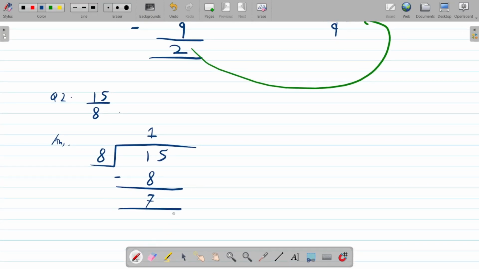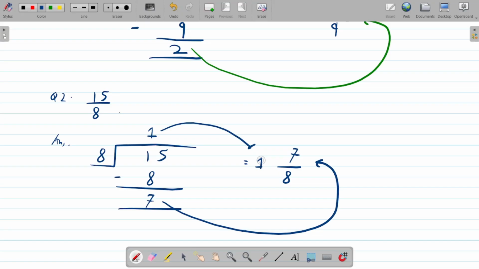Okay, now again, we write down our denominator as 8. It's not going to change. And the number at the very bottom is going to be my numerator. And the number on the top is going to be my left side number in the mixed fraction. Is that clear now?